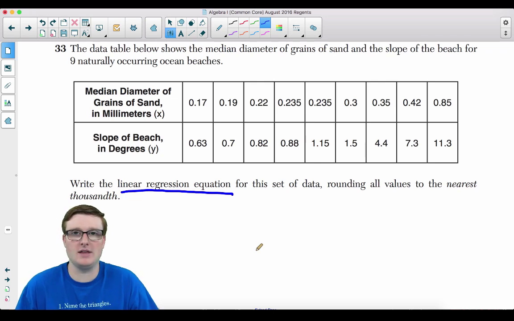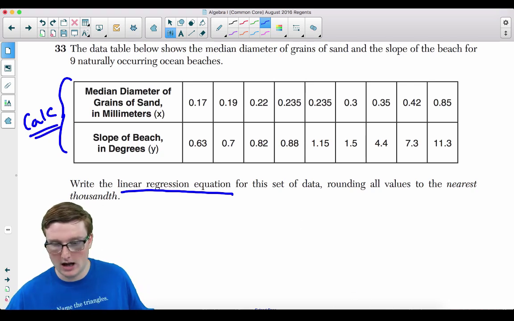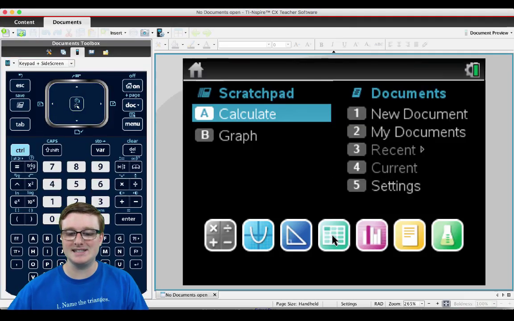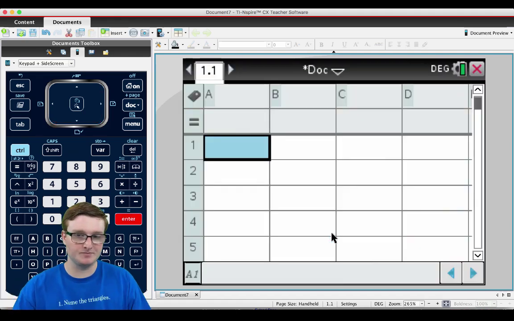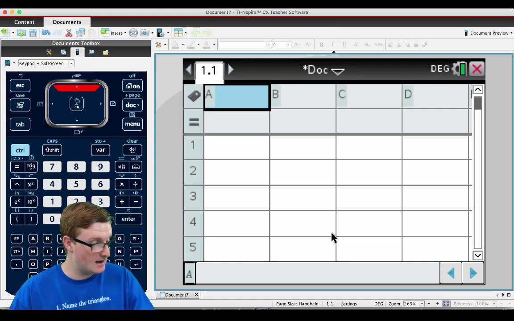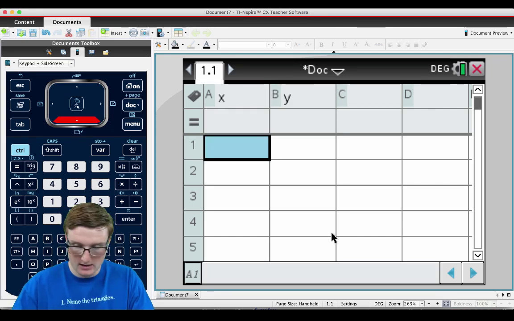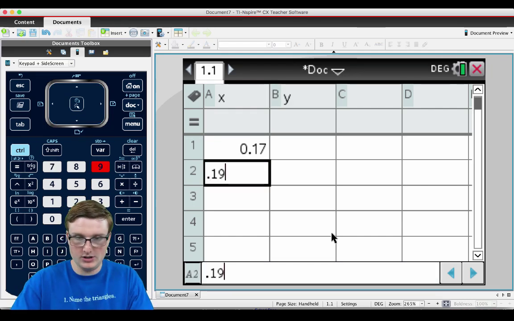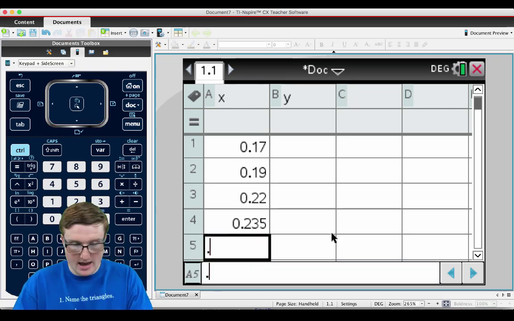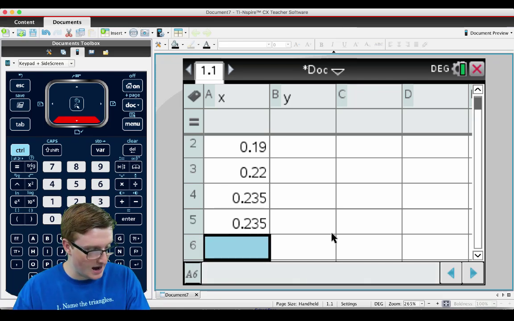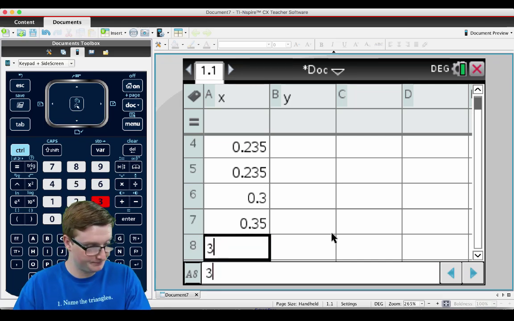Take these points and run with it. You just plug these into your calculator. That's it. Plug it into the calculator. So we're going to go here. I'm going to go to lists and spreadsheets. That is this little greenish button down here. Lists and spreadsheets. And I'm going to type in my X, and this is my Y. All right, here we go. 0.17, 0.19. So what we're going to do is type in all of these values, and then we're going to analyze it in our calculator by plugging these values into linear regression.